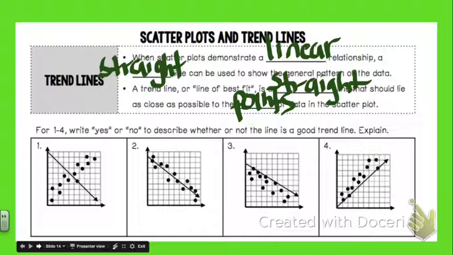Okay, let's look at 1 through 4 here and write yes or no to describe whether or not the line is a good trend line, and then we're going to explain it. So for number 1, this is obviously not going to be a good trend line because, as we said, you have to have a straight line and it has to go through as many points as possible. As you can tell, this line just goes through these points right here. You want your line to go through as many points as possible. So this is not a good trend line. So we're going to say no.